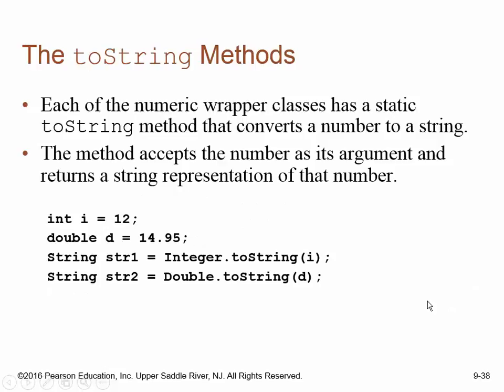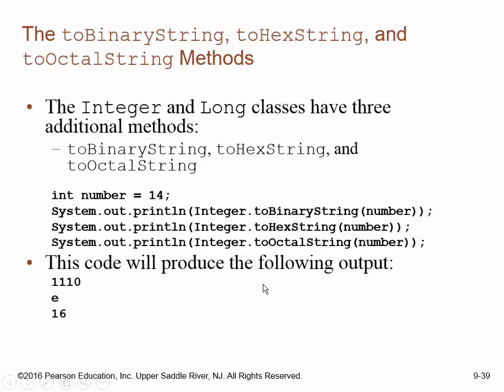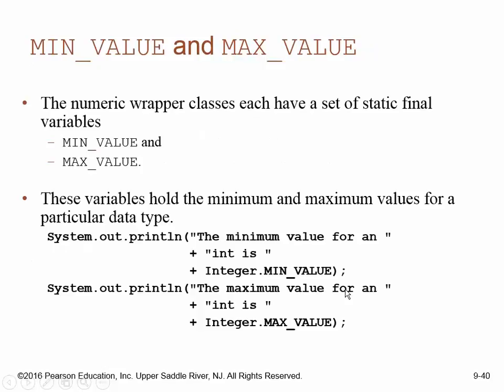All right. And as we finish up here, notice each of the numeric wrapper classes has a static toString method that converts a number to a string. Okay. And you can do a binary string, a hex string, an octal string, etc.